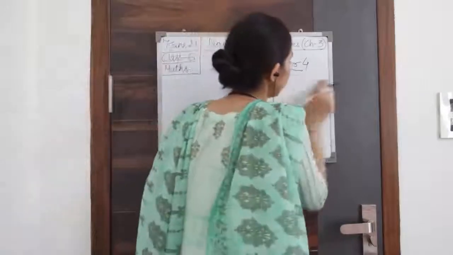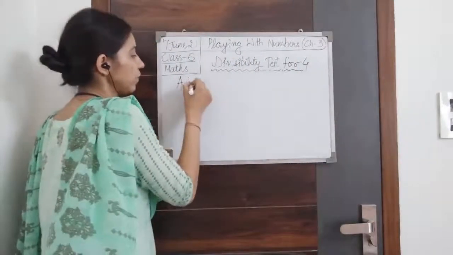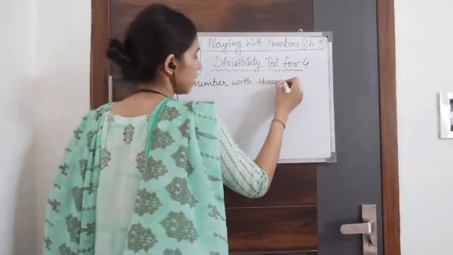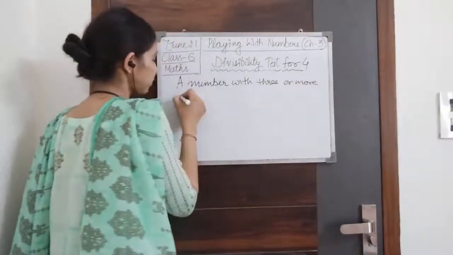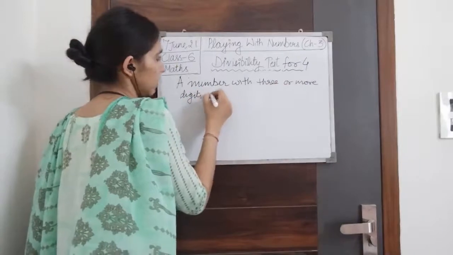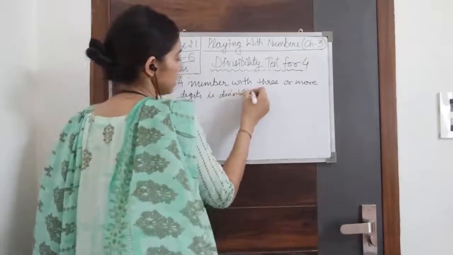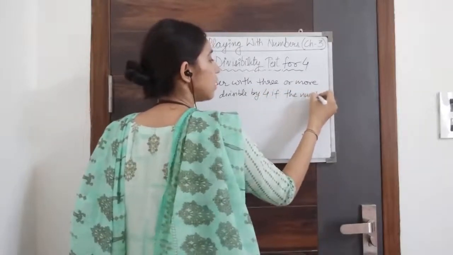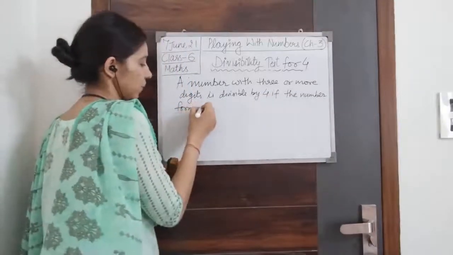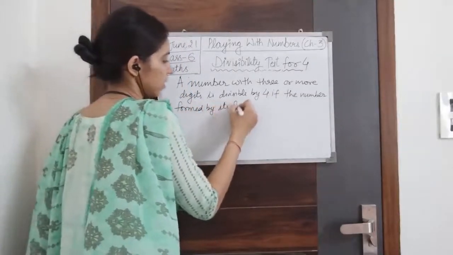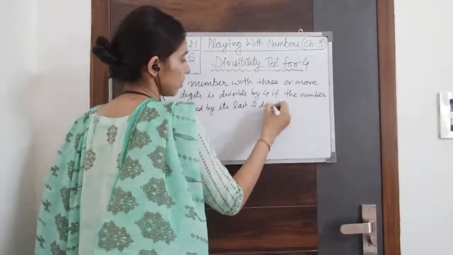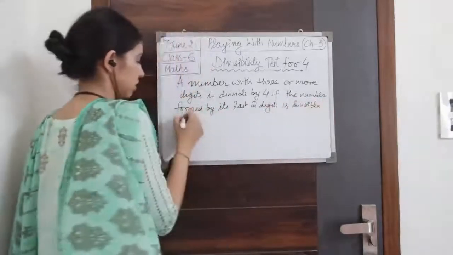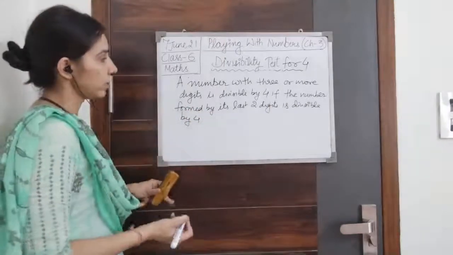How will we write it? A number with 3 or more digits is divisible by 4 if the number formed by its last 2 digits is divisible by 4. Okay, we can take another example.